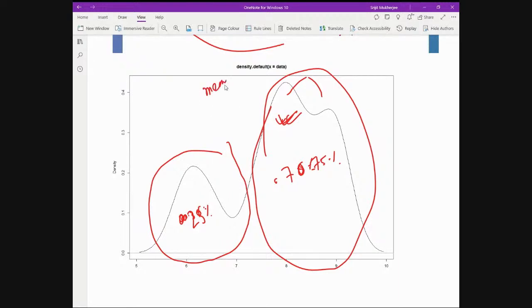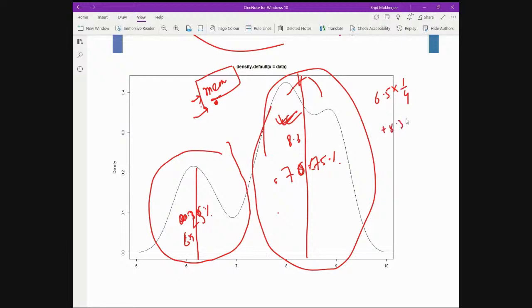So we have two options. We can take the mean if we want to include everyone. I think mean is a better choice over here because we are giving importance to each of the values. It's around 6.5, and the other is around, let's say the height is maximum around 8.2 or 8.3. So if we do 6.5 into 1/4 plus 8.3 into 3/4, let me calculate in R.